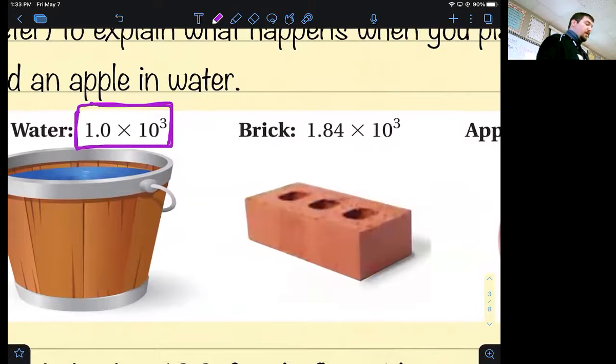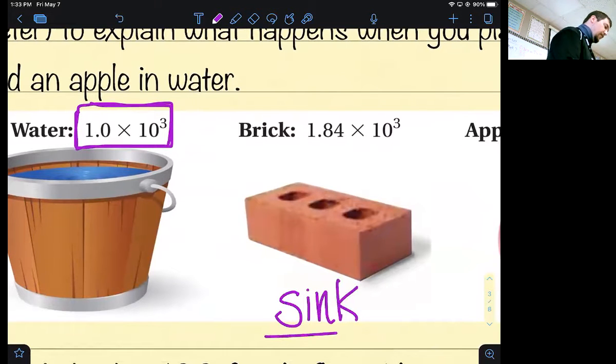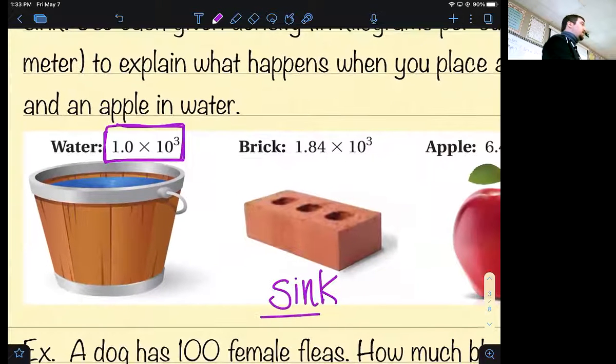Okay. Riley, what were you going to say about the brick? Would the brick float or sink? The brick would sink because it's both 10 to the third power, but the number being multiplied is bigger. That's correct.